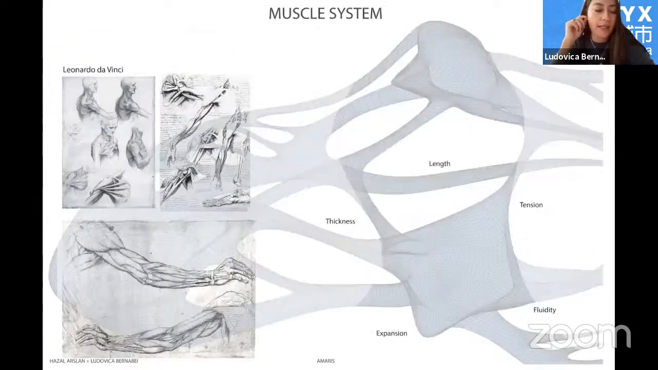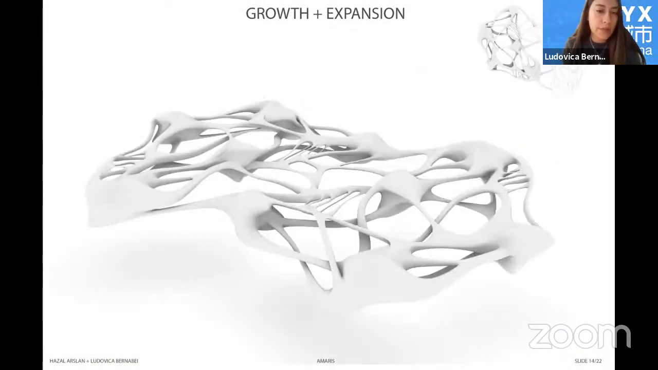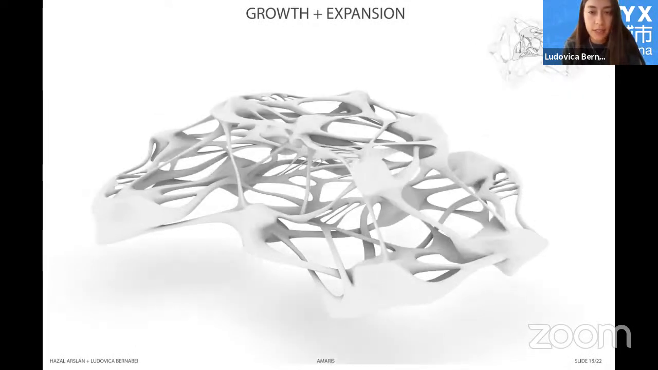We also analyzed some drawings from Leonardo da Vinci in which he studies the muscle connections, and we gave importance to the length, the tension, the fluidity, expansion and thickness. And in these other slides, we show some initial attempts of how the connection between modules was made, connecting them both horizontally and vertically.